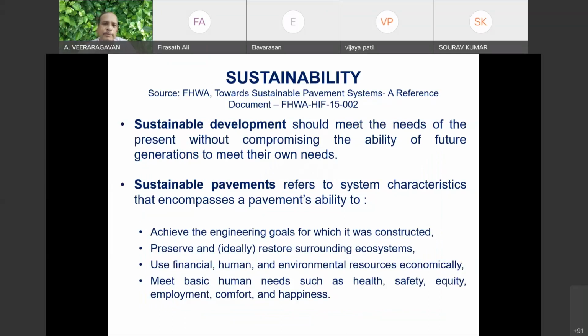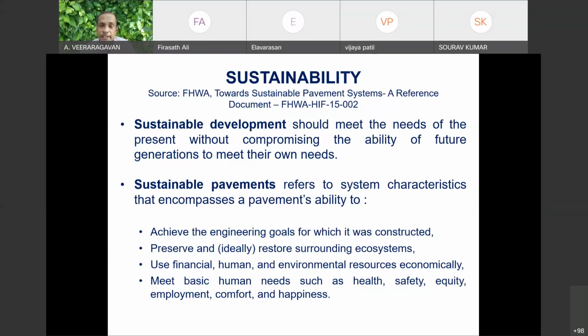When I talk about sustainable development, we should meet the needs of the present without compromising the ability of future generations to meet their own demands. Which means, if I construct roads like this, subsequently, as the traffic volume increases, because the population increases and vehicle ownership increases, a single lane road will become a 2-lane. 2-lane will become a 4-lane. 4-lane will become a 6-lane. 6-lane will become a multi-lane. So if you consume all the available material now itself, what will happen to the future generation? Will they be able to get aggregates? No. That is where we should have a rethinking at this point of time.